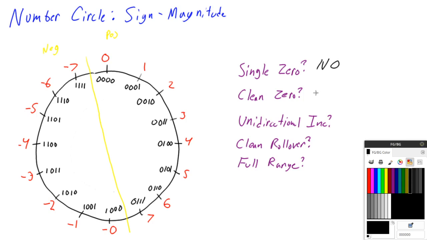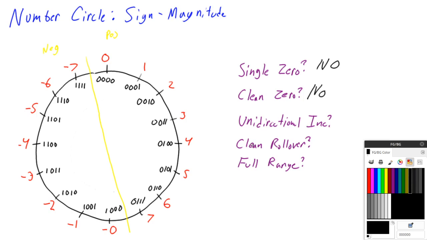Do we have a clean 0? Well, the way I always say it is if we don't have a single 0, then we couldn't have a clean 0. We do have a clean 0, but we also have an unclean 0. So there's 2 ways to represent 0. We could say 0 is represented with 0, 0, 0, 0, or we could say it's represented with 1, 0, 0, 0. And this is not a clean sequence, right? A clean 0 means that it's all zeros, and this is not all zeros. So I'm going to say no here.